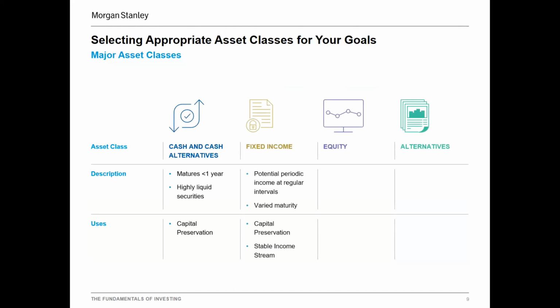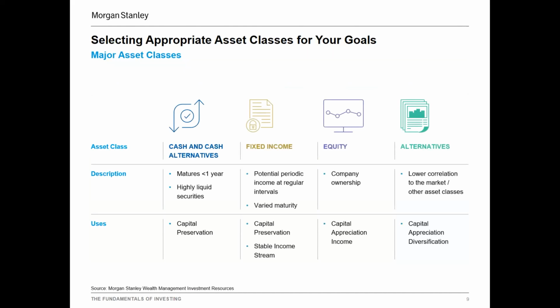One of the most important parts of investing is selecting the appropriate asset classes for your goals. This slide here provides a summary of all of the four asset classes that we talked about and how they might be used in your investment portfolio. So for example, you might use cash and cash equivalents when you're looking to preserve capital in your portfolio, while the alternatives, which are on the far end of the spectrum, might be used more for capital appreciation and diversification.